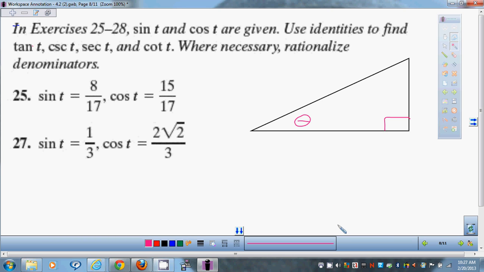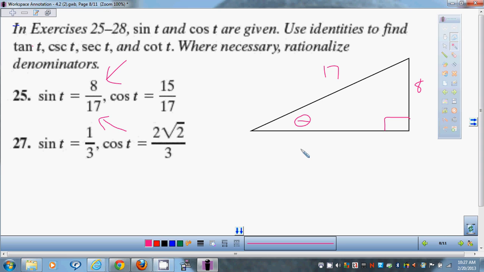Now, what is sine of theta? Like opposite, adjacent, what is it? Opposite over hypotenuse. And you can use the trig functions to fill in the pieces of your triangle. What does cosine stand for?